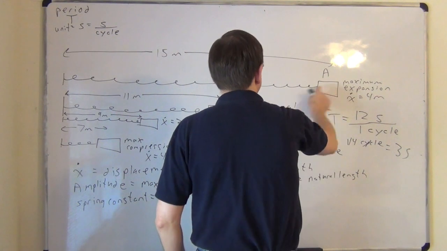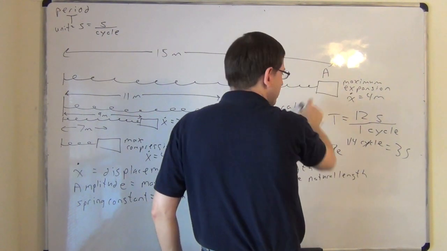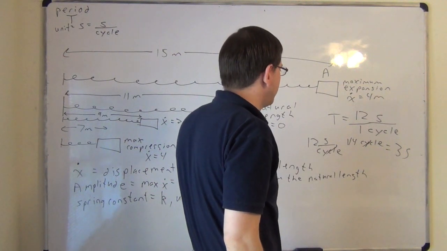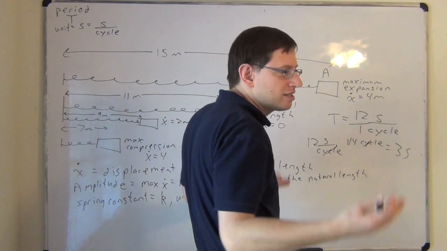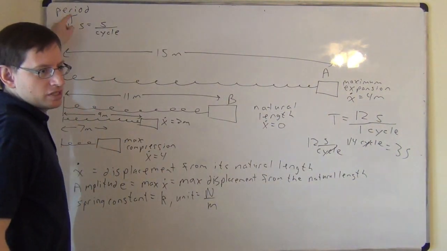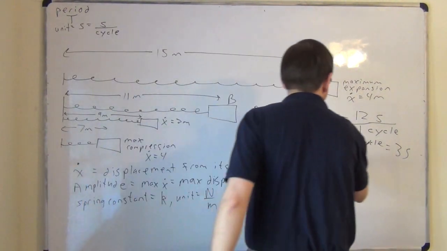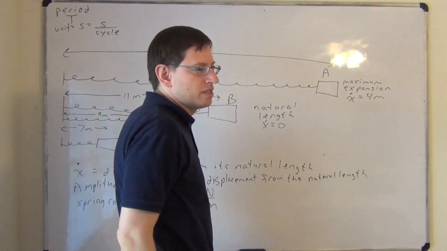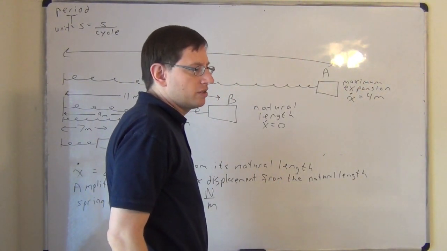How long would it take to go from here and then back to here? 12 seconds. Yeah. How long would it take to do 4 cycles? 48 seconds. Okay, good. So now we can see how we can use period to answer questions. The key to using the period is asking how many cycles is the spring going through, or what fraction of a cycle is it going through.